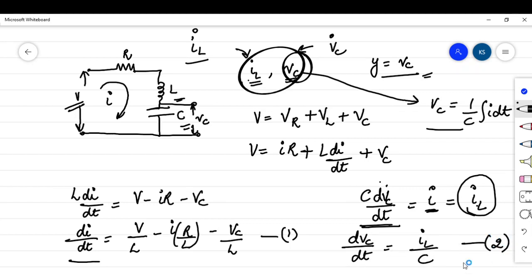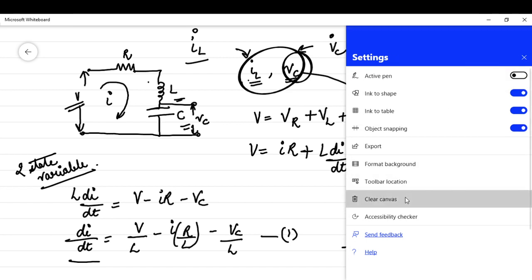So now we have two equations and there are only two energy storage elements. So two state variables are enough to represent a state space model. So how we can write this in the form of state space model?